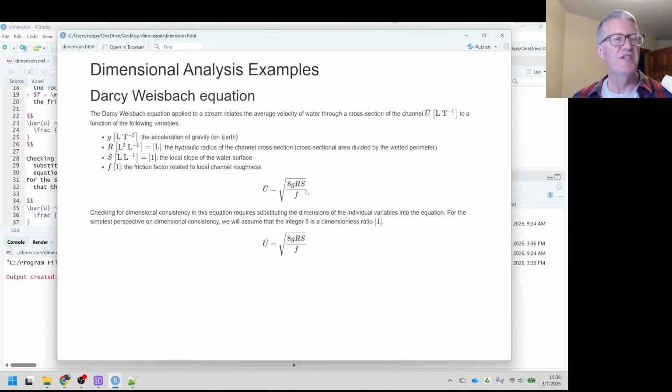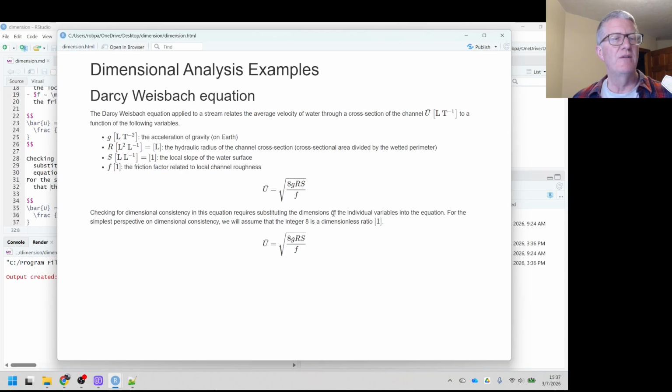So we have the equation as we did before and the equation that we copied, and here's that new text. So checking for dimensional consistency in this equation requires substituting the dimensions of the individual variables into the equation. For the simplest perspective on dimensional consistency, we will assume that the integer 8 is a dimensionless ratio of 1.